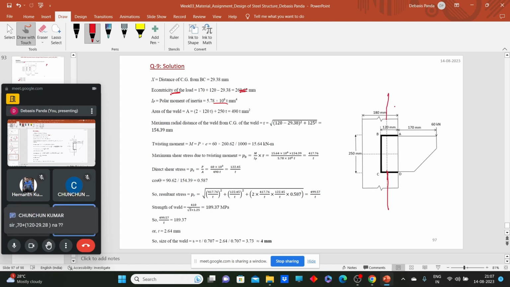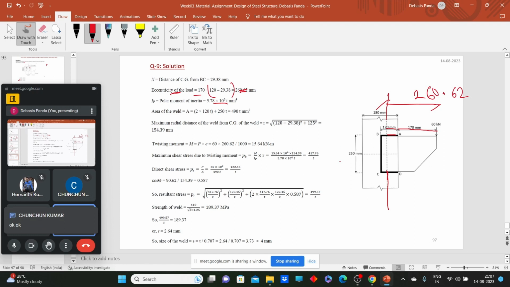CG is here. So that will be this, right? What is that? 170. This is 170, not 70. So why are you saying 70? It's 170. 170 plus this value, right? 170 plus this small distance. So it comes as 260.62.